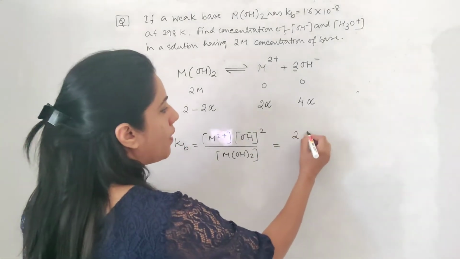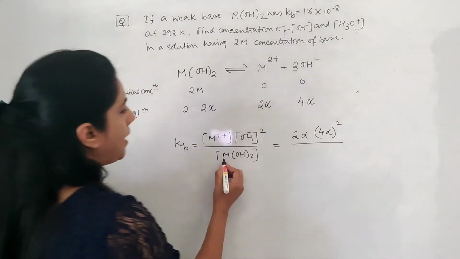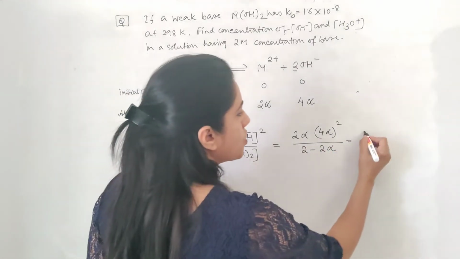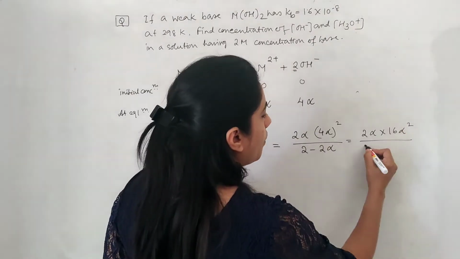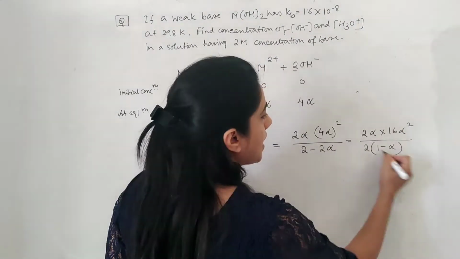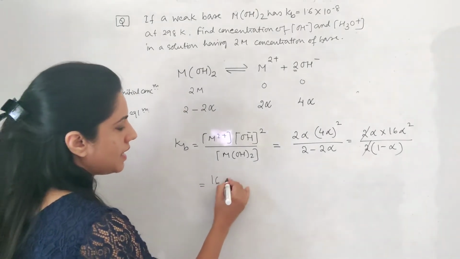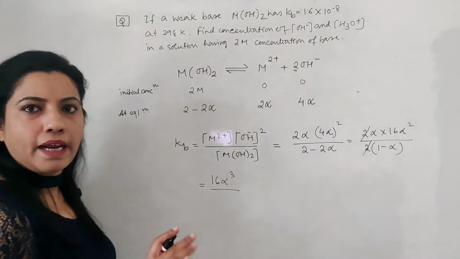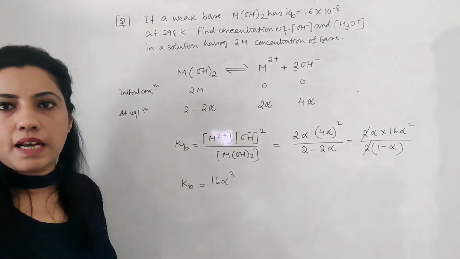Now put the concentration terms. M2 plus is 2 alpha. This will be 4 alpha to the power 2, divided by 2 minus 2 alpha. Now this is 2 alpha into 16 alpha square. Down we can take 2 common, so 1 minus alpha. 2 and 2 get cancelled. So what we are getting is 16 alpha cube divided by 1 minus alpha, from which we can neglect alpha. So just we are getting 16 alpha cube. Kb value is 16 alpha cube.